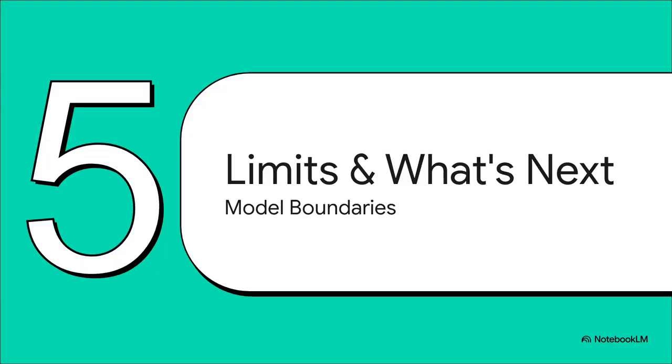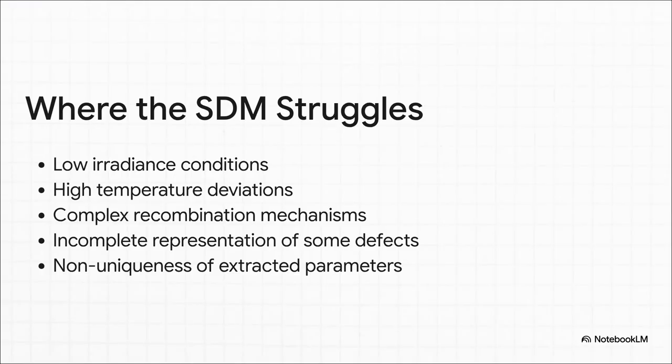Okay, so we've talked about how great the SDM is. It's a total workhorse. But let's be honest, it's not perfect. No model is. It's an approximation of a very complex reality, and it's really important to know where it starts to break down. So where does it struggle? Well, mostly at the extremes. Think about very low light conditions, like on a really overcast day, or at super high temperatures. In those situations, its accuracy can start to dip. It also has a bit of a hard time capturing some of the more, let's say, exotic loss mechanisms that happen in the newest, most advanced, high-efficiency solar cells.